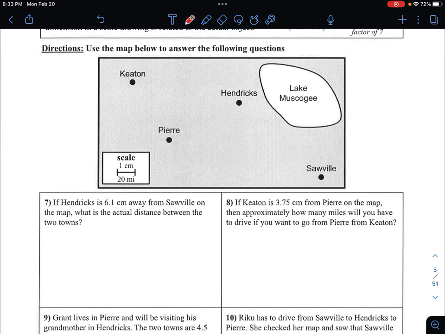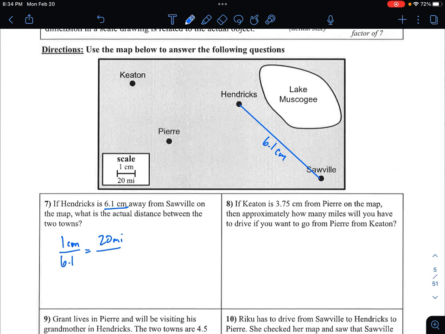So when we have something like this, we start off with our proportion, which is, I'm going to say 1 centimeter equals 20 miles, right? And so it says Hendrix is 6.1 centimeters away from Sawville. So from there to there is 6.1 centimeters. I mean, you can draw that. You don't necessarily need to. It doesn't really change anything. So 6.1 centimeters, where should we put it? Well, my centimeter side is going to be on my left side, so let's put it right there, 6.1 cm.